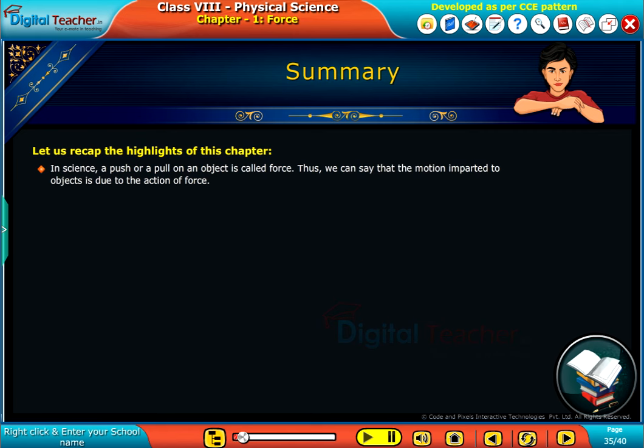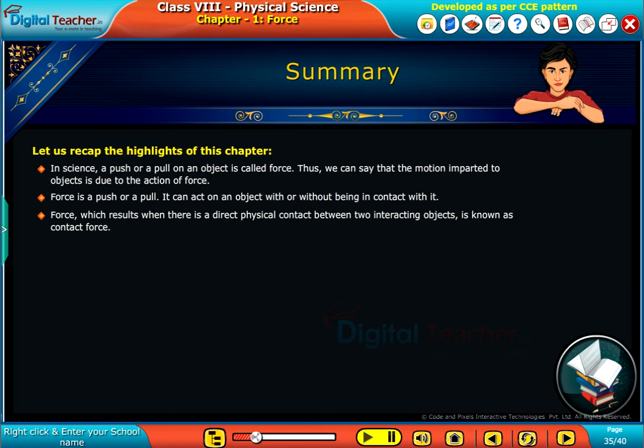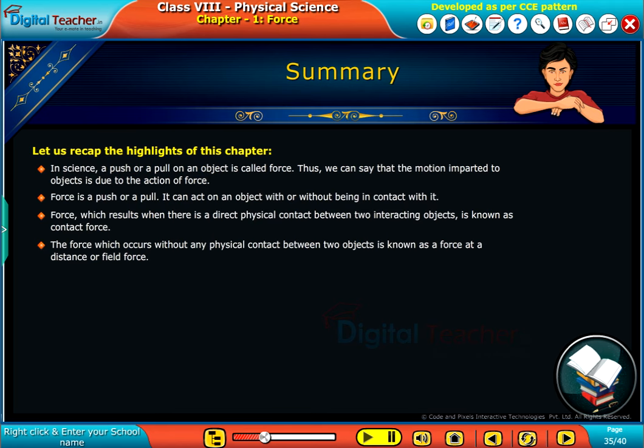In science, a push or a pull on an object is called force. Thus, we can say that the motion imparted to objects is due to the action of force. Force is a push or a pull. It can act on an object with or without being in contact with it. Force, which results when there is a direct physical contact between two interacting objects, is known as contact force. The force which occurs without any physical contact between two objects is known as a force at a distance or field force. The force which is exerted by using our body muscles is known as muscular force.